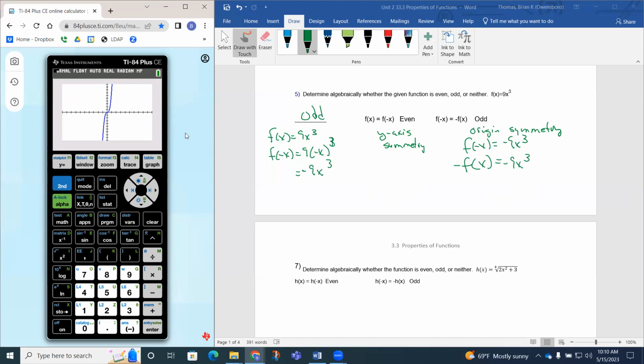So number 5 is going to be considered odd. A quick way, like I said, is if you just look at the exponent, 3 is odd, therefore it is an odd function. Sometimes it's that easy.